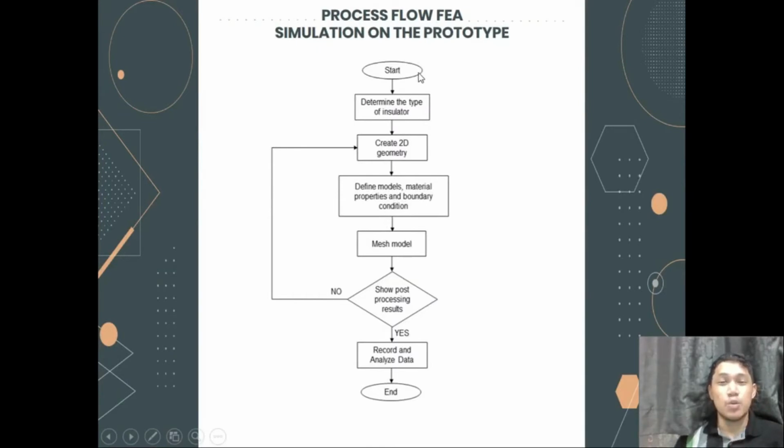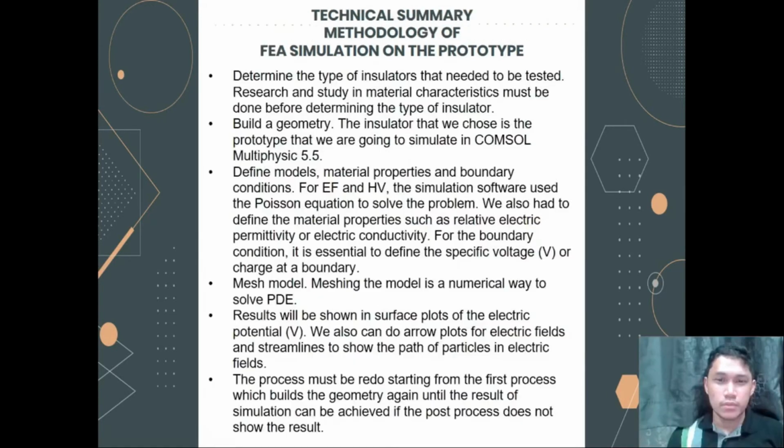So for the starting, first we have to determine the type of insulator, and then we have to create the 2D geometry. Then we have to define models, material properties, and boundary conditions. After that, the model must be meshed. Then we have to make sure that the post-processing result is shown. If not, we have to redo everything from the first step, which is creating the 2D geometry until the mesh model, and make sure that the post-processing result is shown. If yes, we have to record and analyze the data.